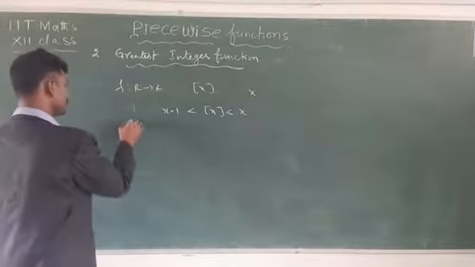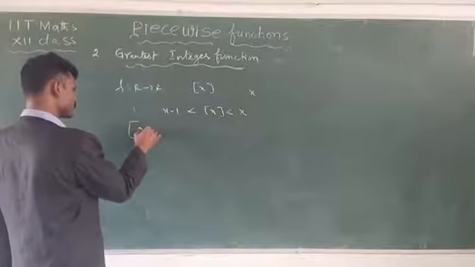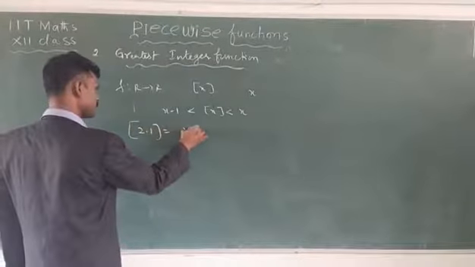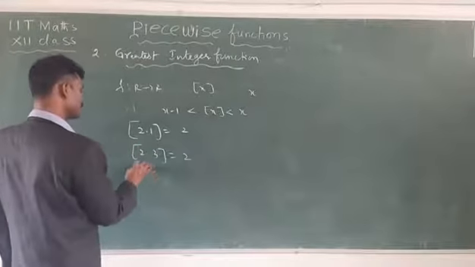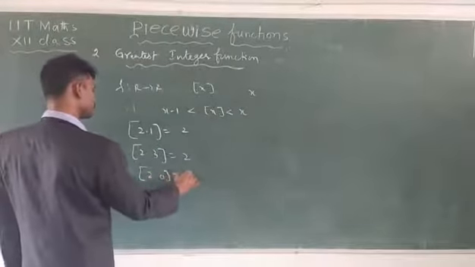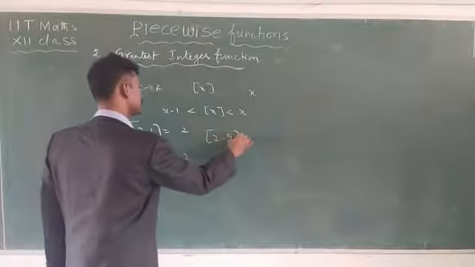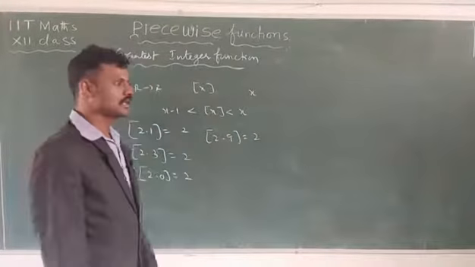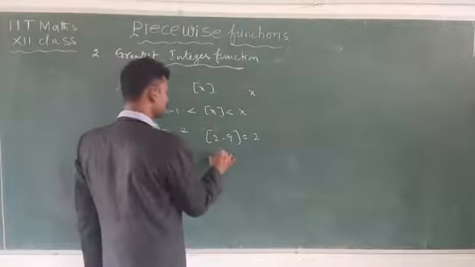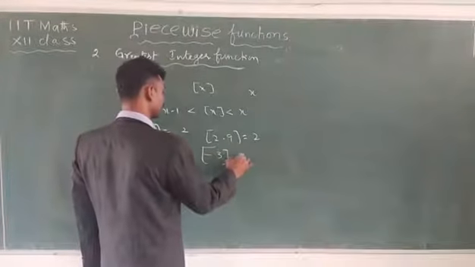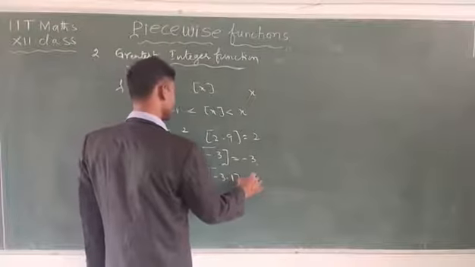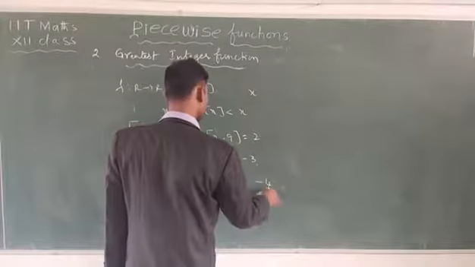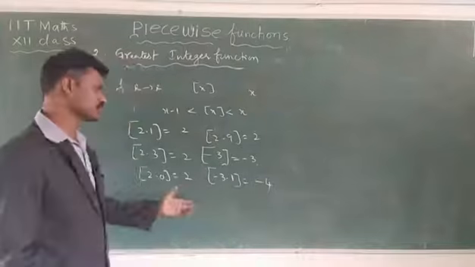Now see here, step of 2.1 is equal to 2, and 2.3 also is 2, and 2.0 is equal to 2, and 2.9 also equals 2. In the case of minus 3, step of minus 3 is equal to minus 3. Minus 3.1 approaches minus 4.